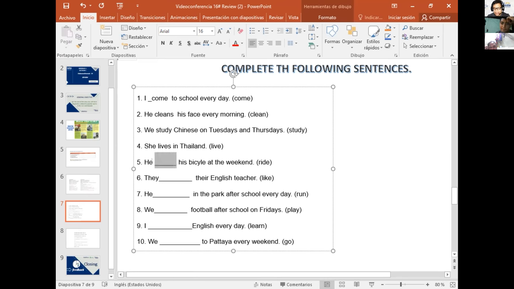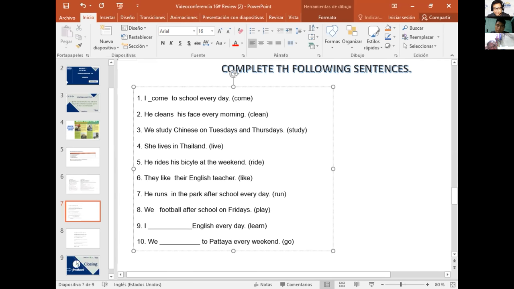What about the number 5? Help me with that. He arrives. That's right, because it's the third person, so we need to add S at the end of the verb. Number 6? Like. Okay, the verb doesn't have a change because it's a plural form, so we use it in the original form. What about the number 7? He runs. That's right. It's the third person, we add an S at the end. Number 8? We play. It's plural. The plural doesn't have a change.